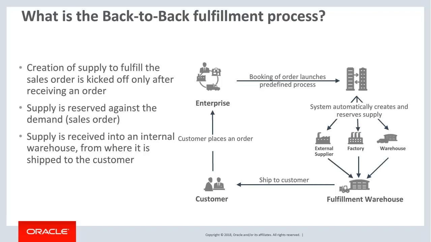All this points to an implicit fact of the back-to-back flow. The fulfillment lead time of a back-to-back sales order would be, on an average, higher than that of a regular sales order that is fulfilled from available stock. In the case of a back-to-back sales order, you have to account for the time required for the requested supply to be available in the internal warehouse before it can be shipped to the customer.